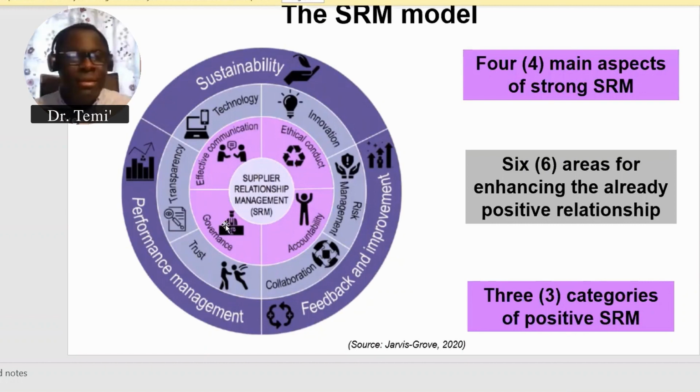Then we have governance. Governance is very important because when there is no governance structure, people will perform in an arbitrary manner. People do whatever they like. So you need to put rules and regulations in place to guide this relationship. So that's about the aspects. Now, if you look at the outer layer to the aspect, you have 6 different areas that is essential for enhancing the already established relationship. So once you have a relationship that is already established with the suppliers, how do you now promote this relationship?